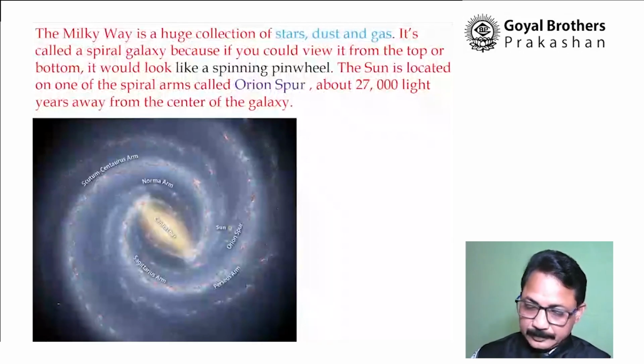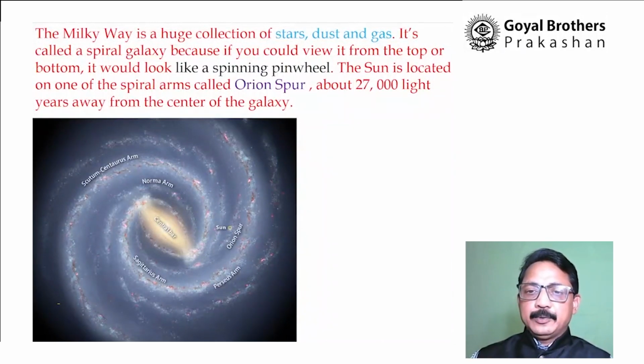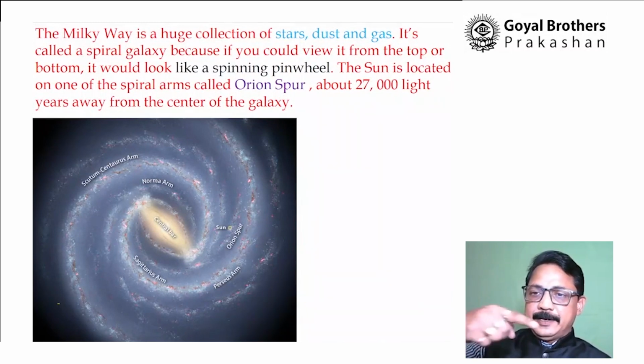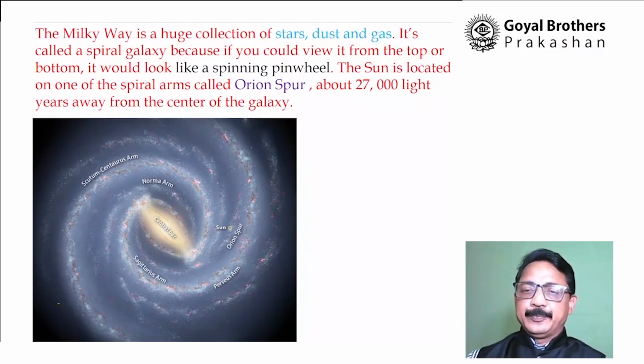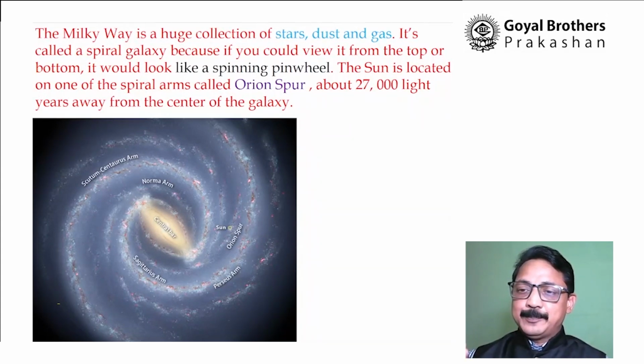Now, by the way, this Milky Way, dear students, if you look at it, looks like a firecracker that keeps on moving around itself. It's a spinning wheel like structure. This Milky Way consists of, as I said, an extremely large number of stars. One estimate says around 120,000 million stars are present. With that, there is an absolutely huge amount of dust, and also a lot of gases are present.